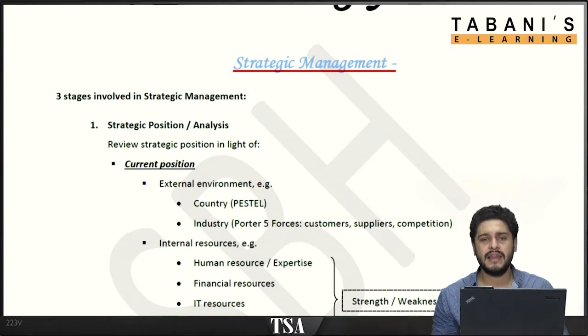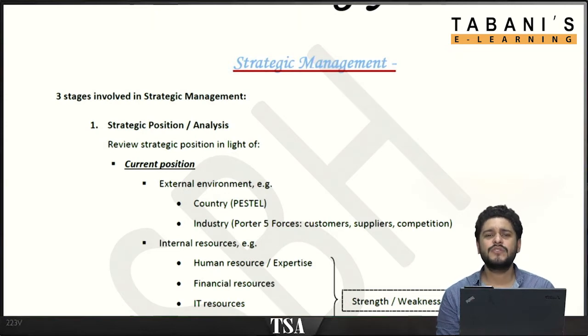So how do we analyze the current positioning, or where we are standing from the organization's perspective? The first thing to do is to get to know what the external environment thinks about the organization. By external environment, I mean the country, and by country, I mean one of those models that you must have gone through in your previous classes. The PESTLE model will be used in analyzing the overall environment related to each and every stakeholder that the organization deals with on a daily basis.